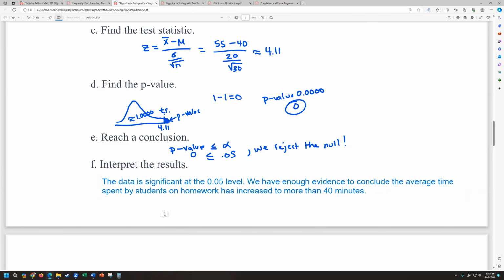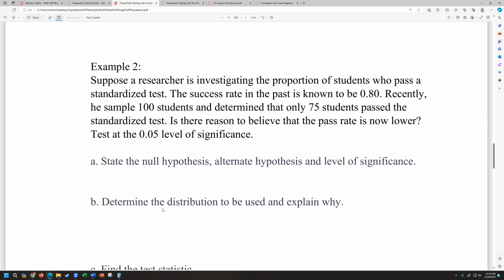All right. So we're going to do 2 more examples because, like I said, I wanted to do kind of one of each. This video may be a little longer than our normal ones. But let's look at example 2. It says, suppose a researcher is investigating the proportion of students who pass a standardized test. The success rate in the past is known to be 0.80. Recently, he sampled 100 students and determined that only 75 students passed the standardized test. Is there reason to believe that the pass rate is now lower than what the historical data was? Test at the 5% level of significance.